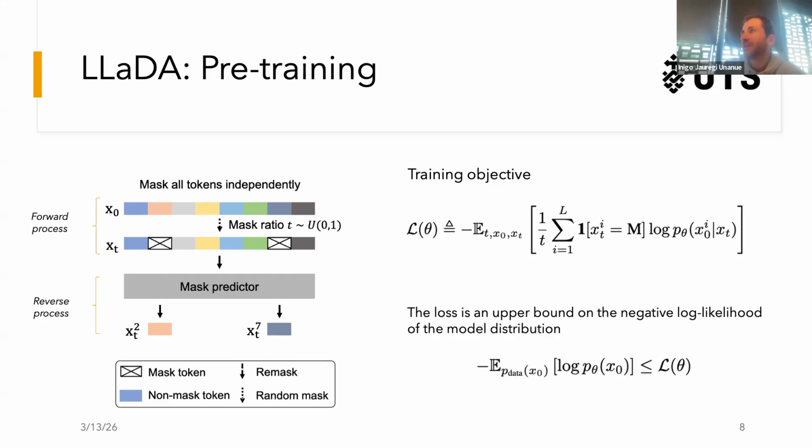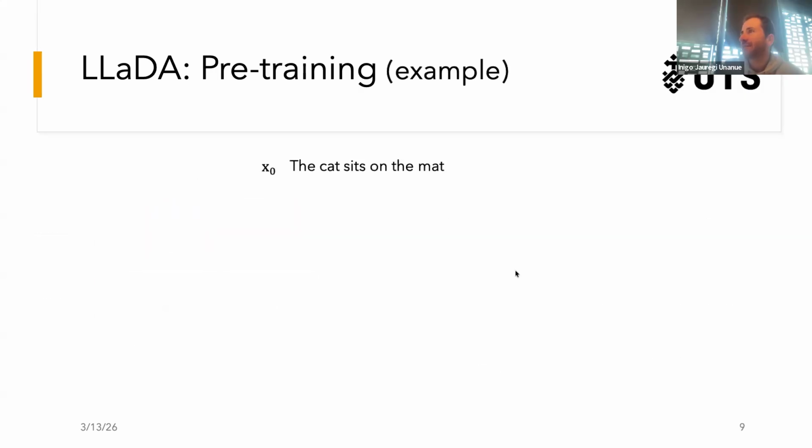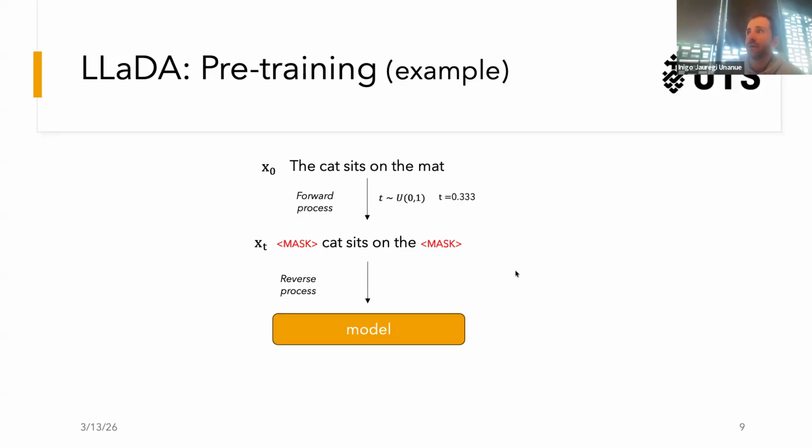So my first question here that came already was, well, first I'm going to give an example. This is how the pre-training would work. We have a sentence, the cat sits on the mat. So we sample t, which in this case let's say is 0.33. So that will mask two tokens, for instance. And then the model tries to increase the probability of the words there. And so yeah, those are the steps.